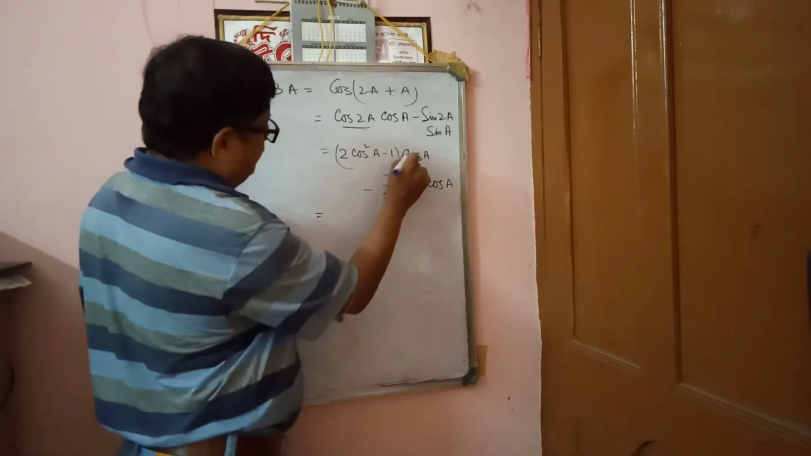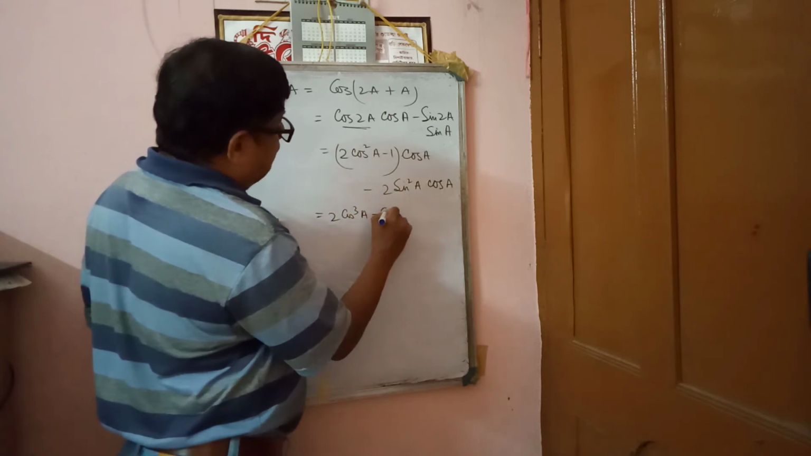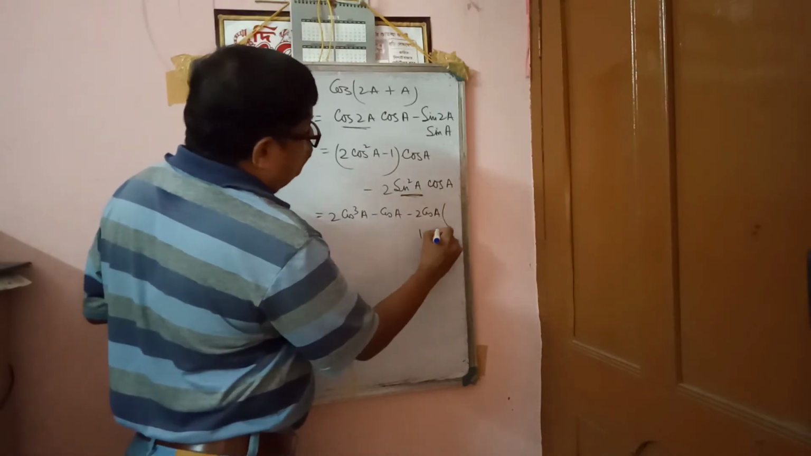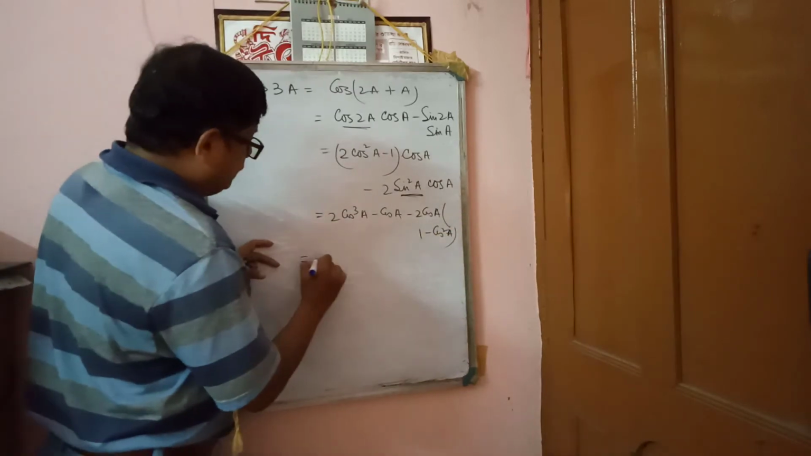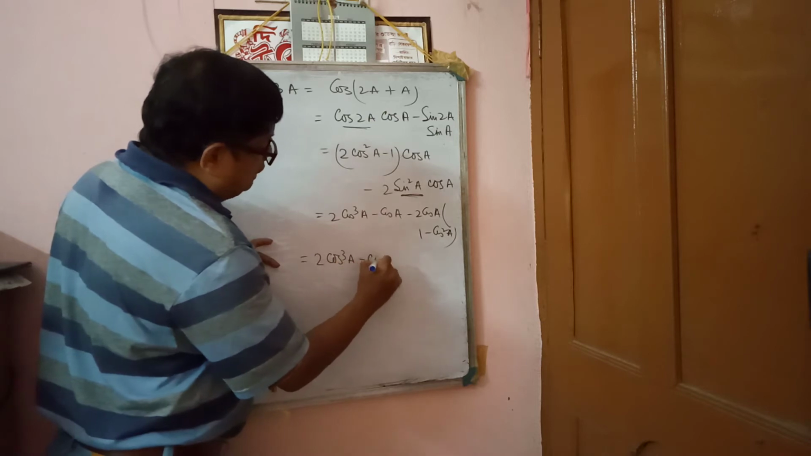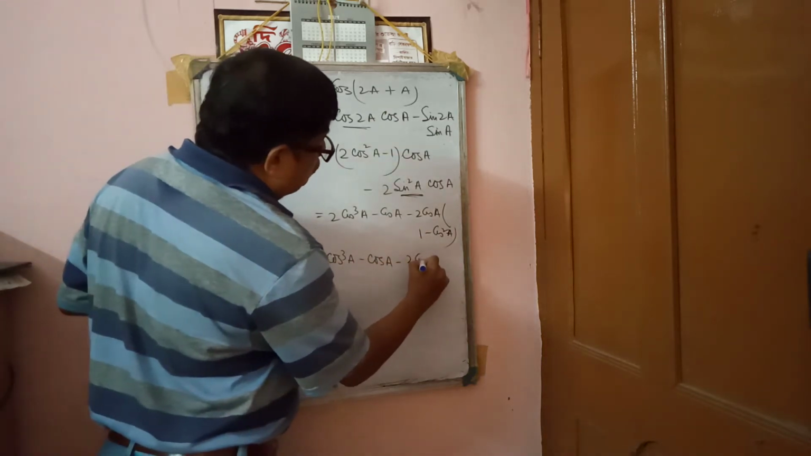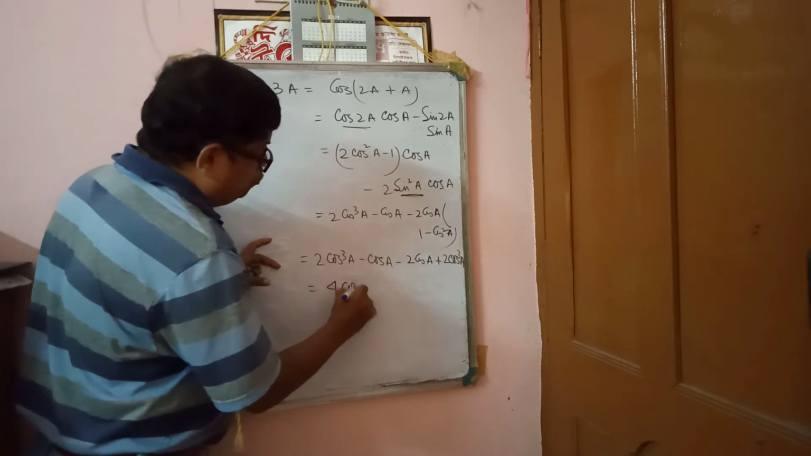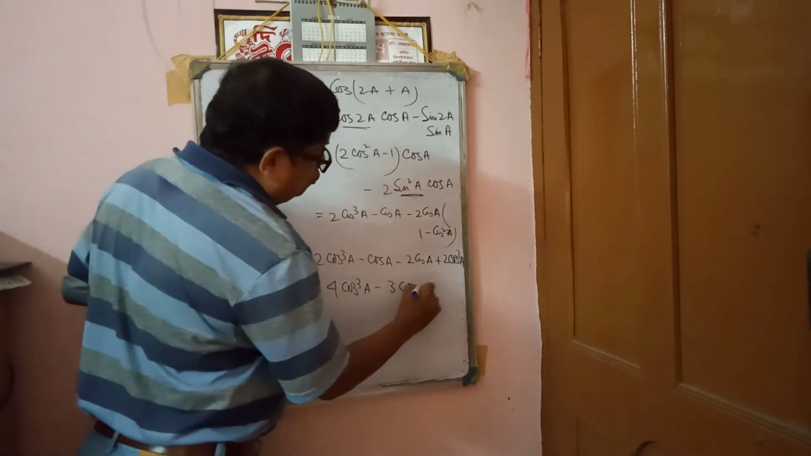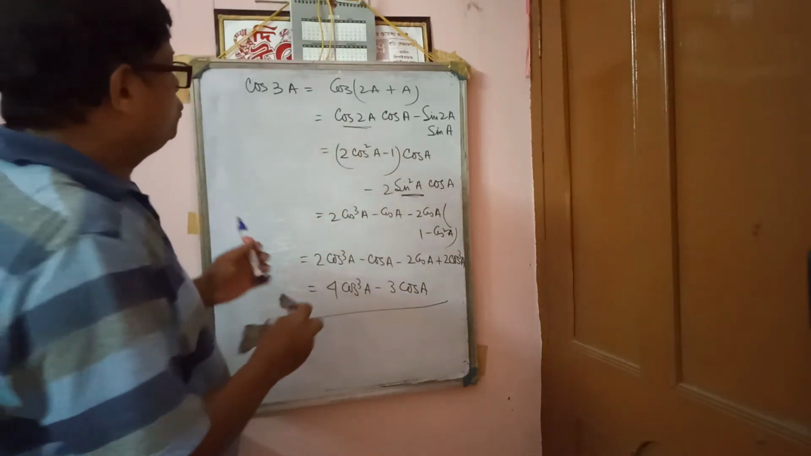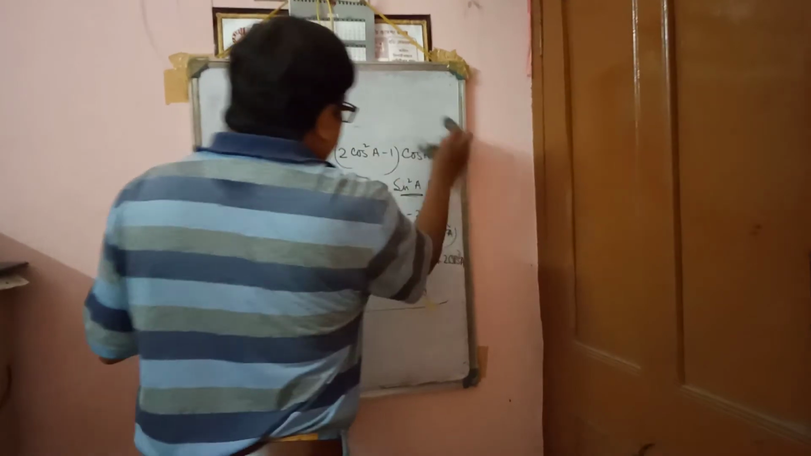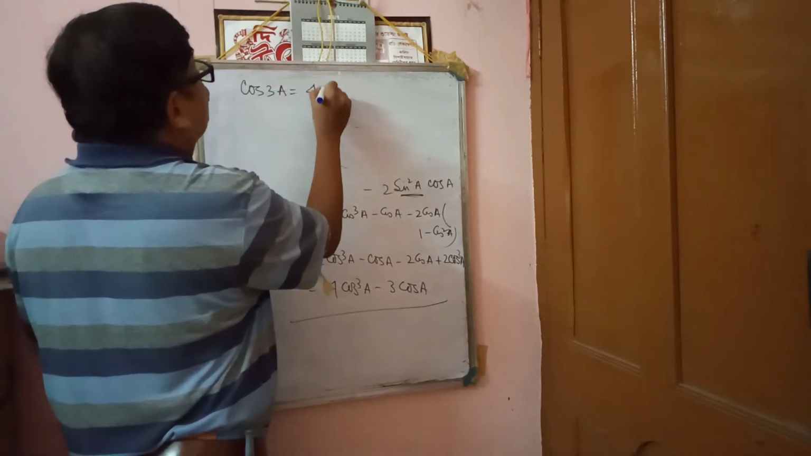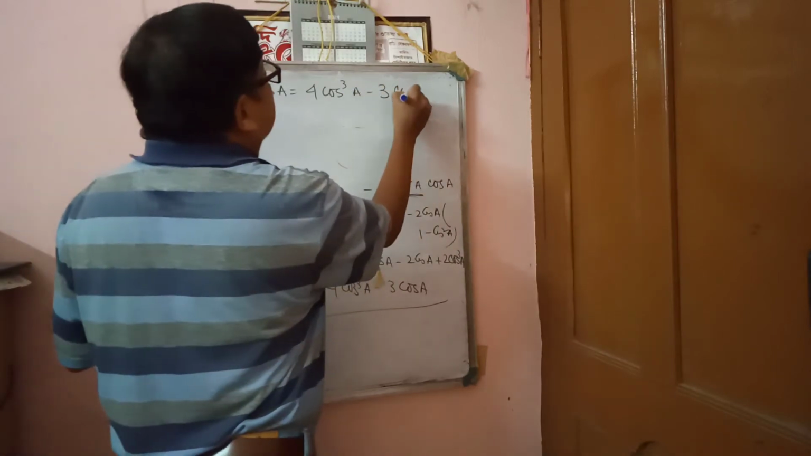Now multiply: 2 cos cube A minus cos A minus 2 cos A into sin square A, you can write 1 minus cos square A. So write 2 cos cube A minus cos A minus 2 cos A plus 2 cos cube A. So here we get 4 cos cube A minus 3 cos A. So we are getting the cos 3A formula, 4 cos cube A minus 3 cos A. All of you remember the formula.